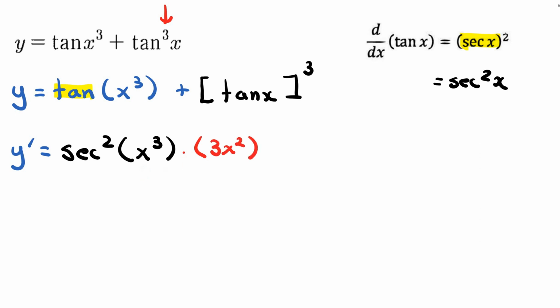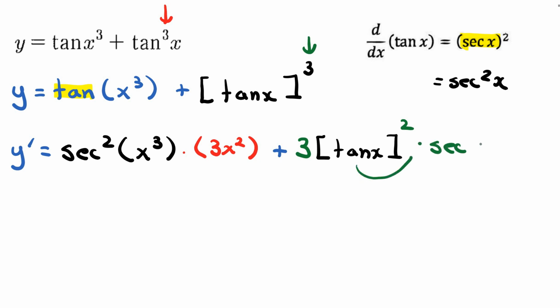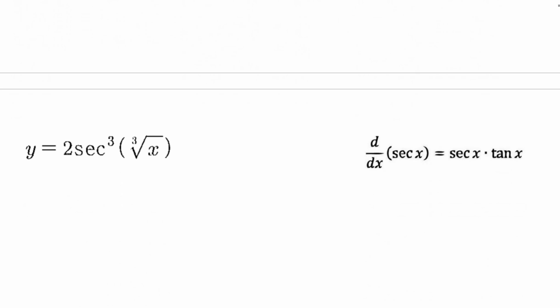That's it there, and then now we have a plus sign here, and then this 3 gets soccer kicked to the front, so 3, and then square bracket tan x all to the power of 2, and the derivative of tan x is going to be secant squared x. And that should do it there. I won't simplify that any further. Okay, let's keep on going.